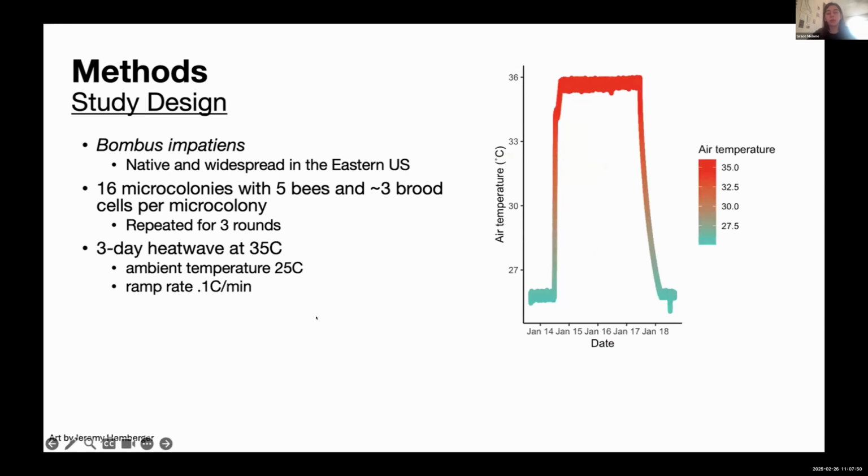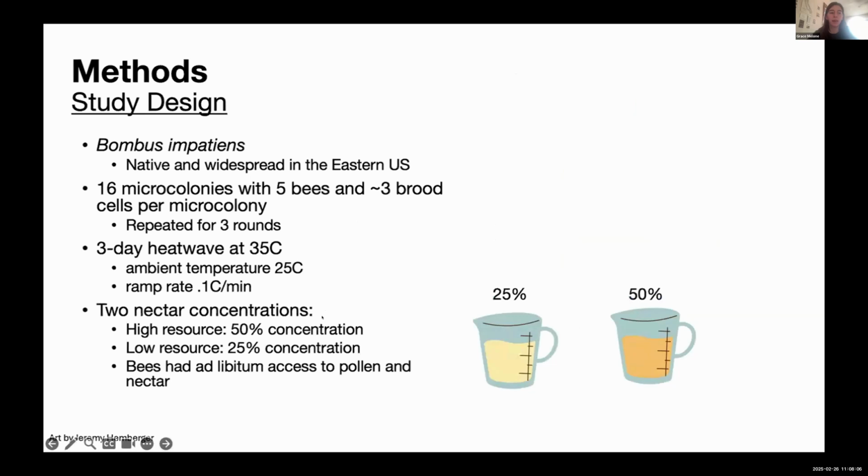We exposed them to a 3-day heat wave at 35 degrees Celsius and we had a ramp rate of 0.1 degrees per minute. And I just want you to make a note that temperature does not change throughout the heat wave. And then our 2 nectar concentrations, so that's our high and low resources, were a 50% sucrose and 25% sucrose nectar. And we know that this 50% is preferred for bumblebees in the field and in lab.